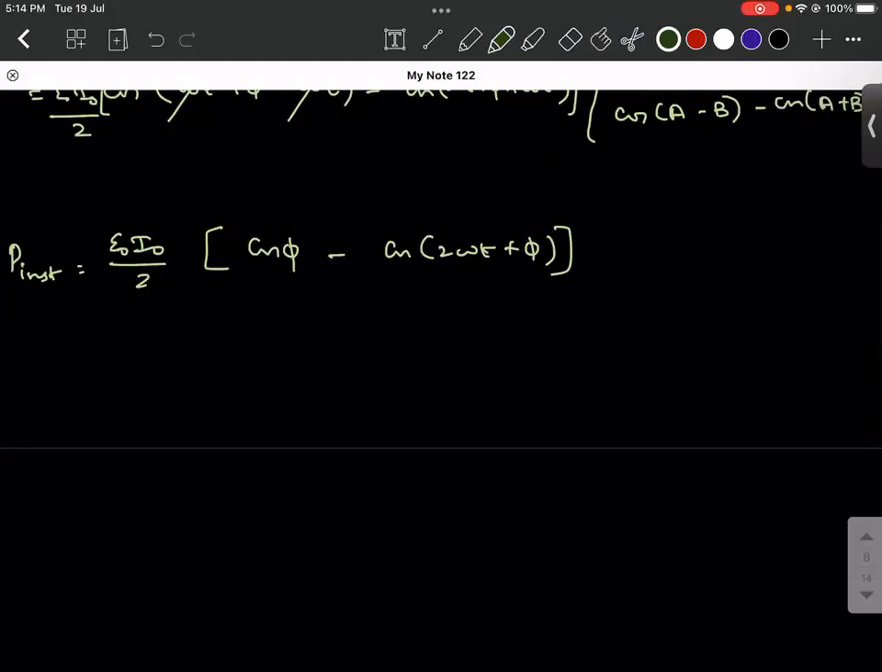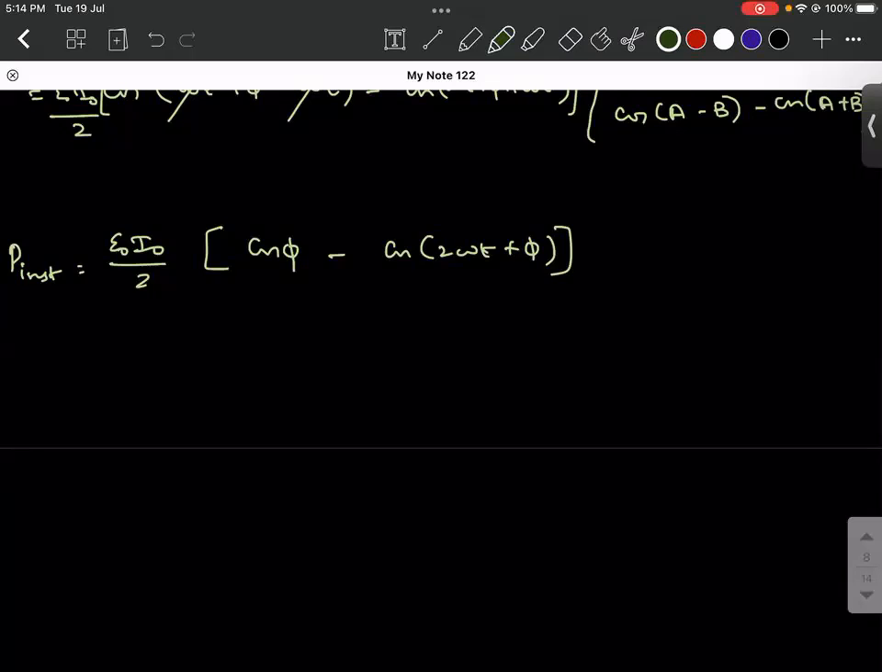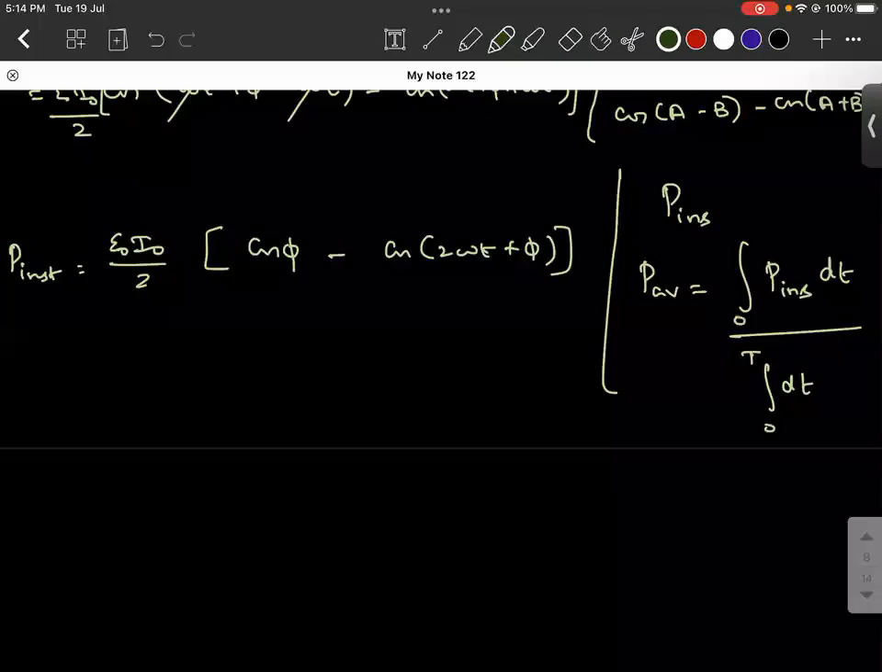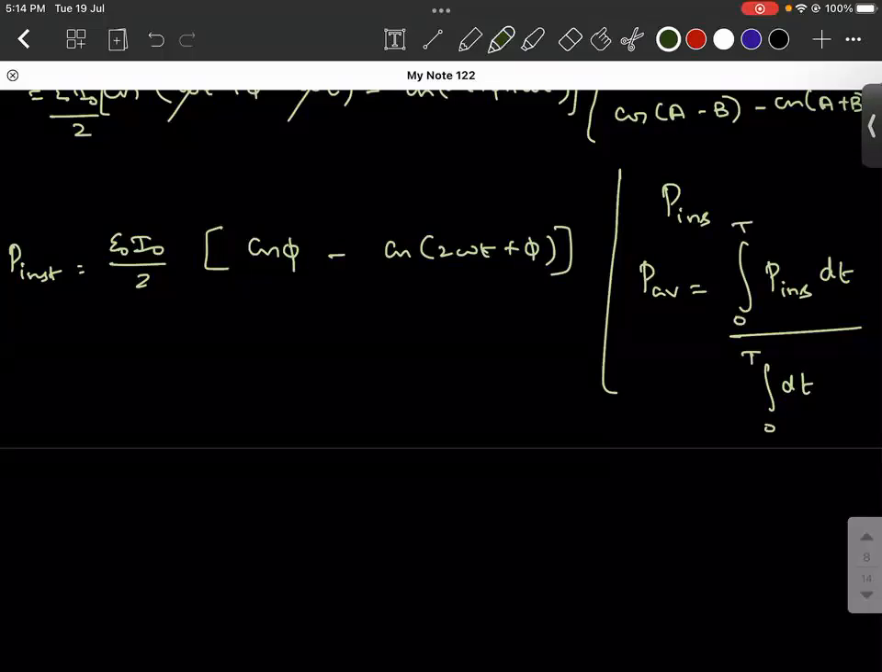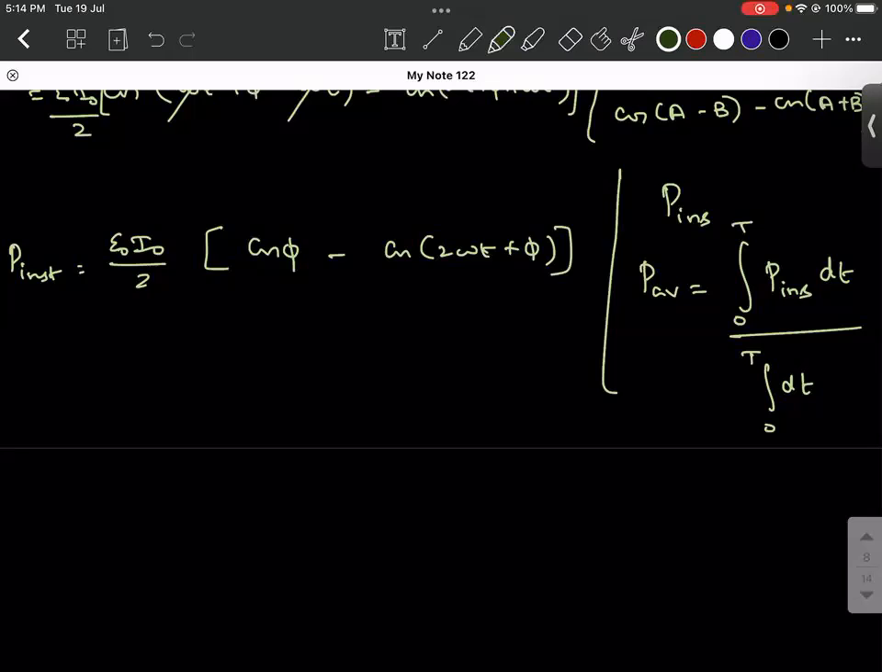Yes, we need to find the average value. So when you need the average value, you need to go with the integration. Whenever you have an instantaneous value and you need the average over a complete cycle, you write it as the integral of the instantaneous value dt divided by the integral of dt, between 0 to T. If you recollect, this is what we did for the average current of an AC as well, the first derivation. Correct?